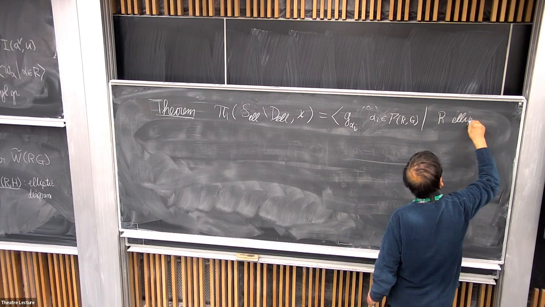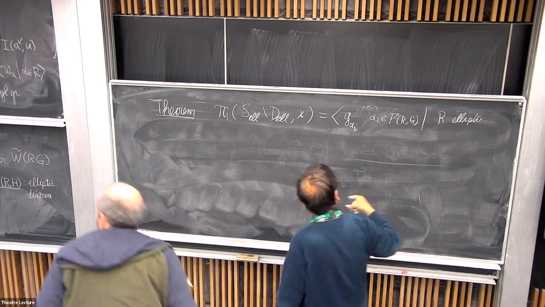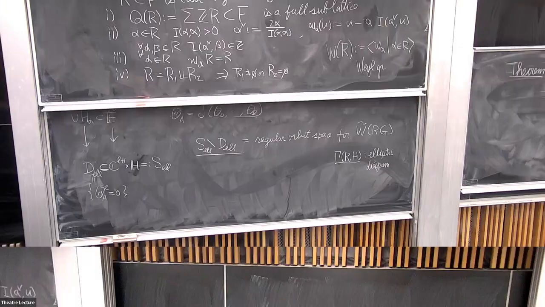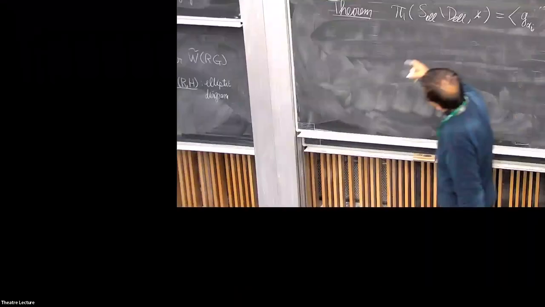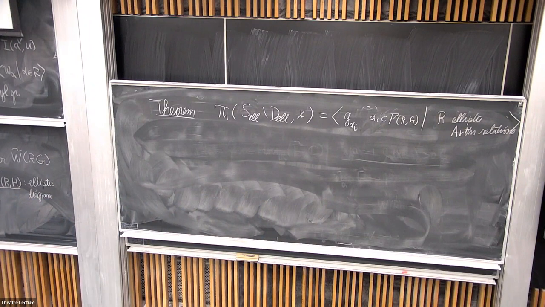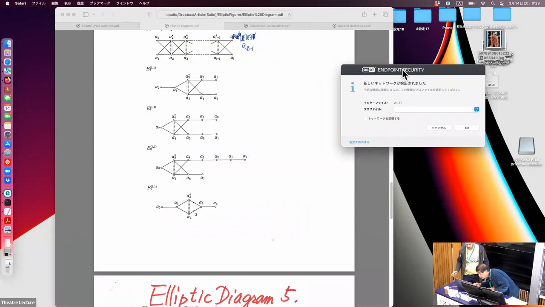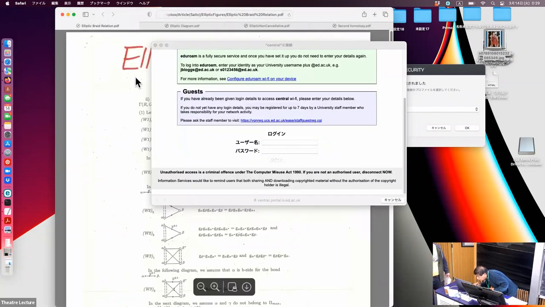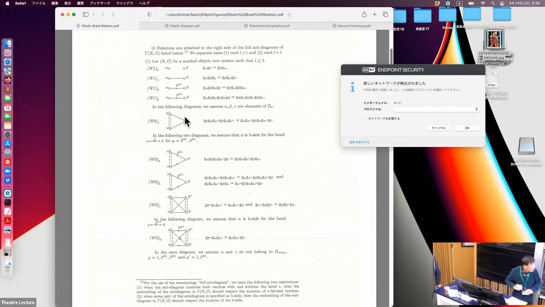elliptic Artin relation. May I put some picture again? Yeah, I want to show the picture. This fundamental group has an expression using the elliptic Artin relations. So here is the list of the elliptic relations.